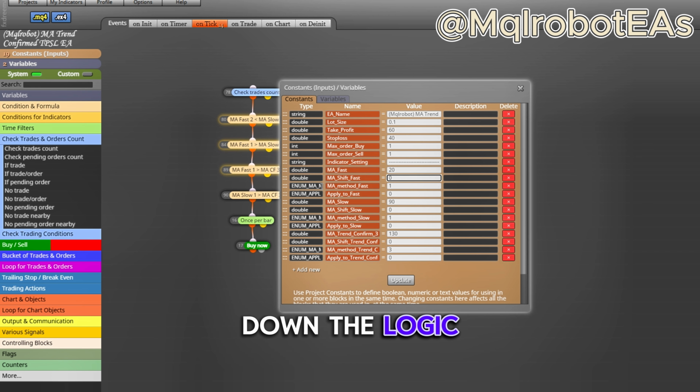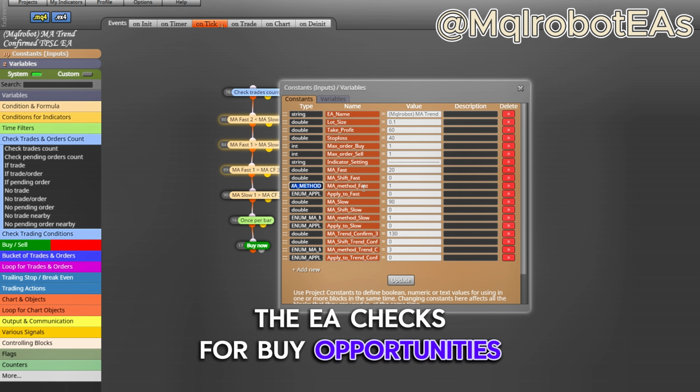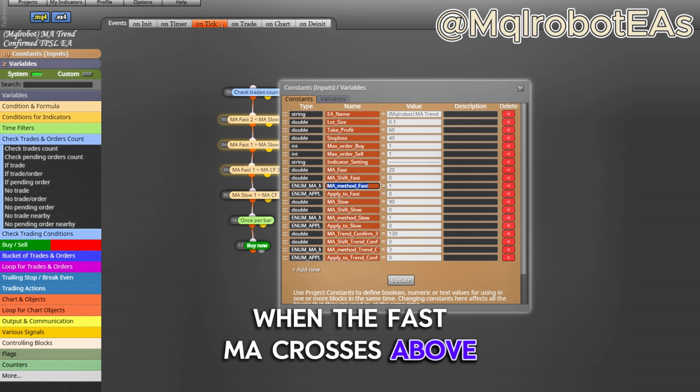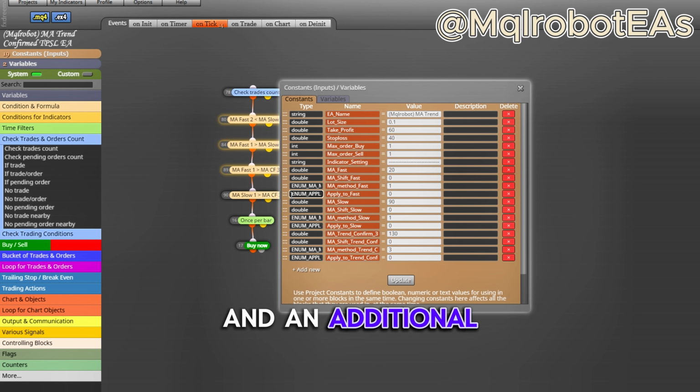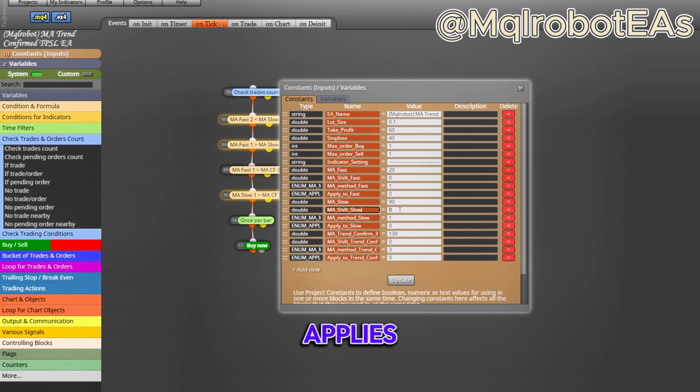Let's break down the logic. The EA checks for buy opportunities when the fast MA crosses above the slow MA, and an additional confirmation line, referred to here as CF3, also supports the trend. For sell trades, the reverse logic applies.